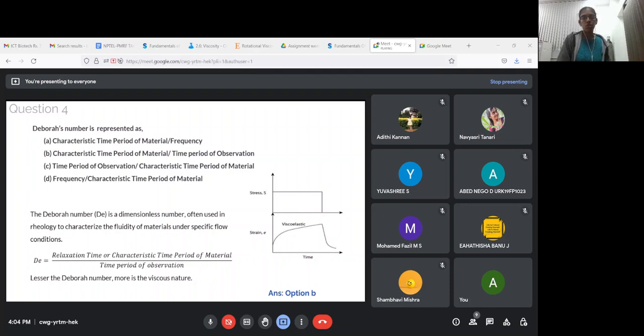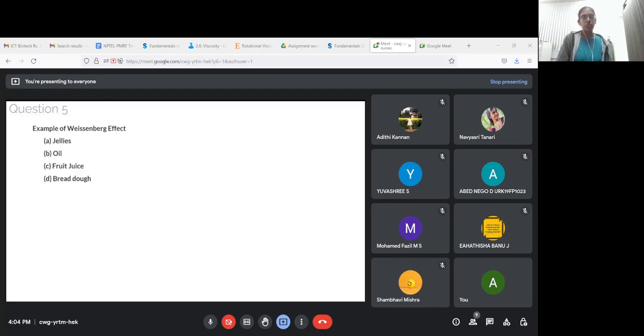So the answer to this question is option B, which is relaxation time divided by time period of observation. So question 5. An example of the Weissenberg effect can be seen in A. jellies, B. oil, C. fruit juice, and D. bread dough. So what do you think is a Weissenberg effect?